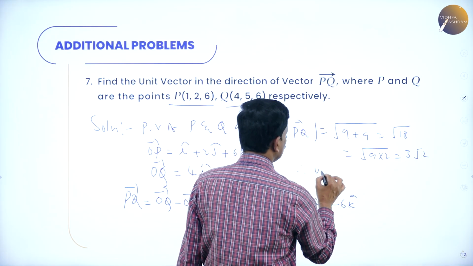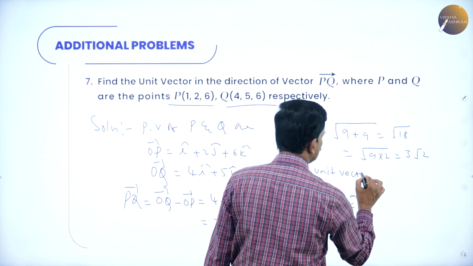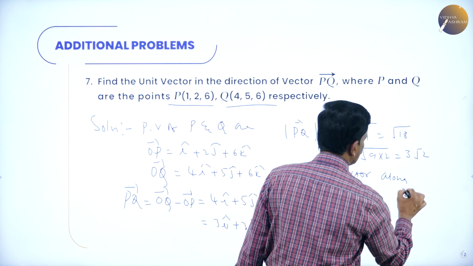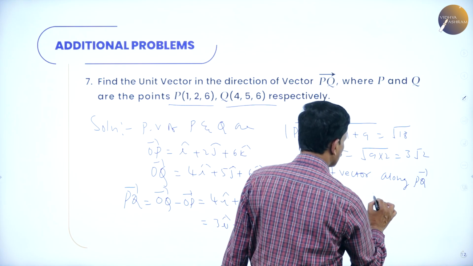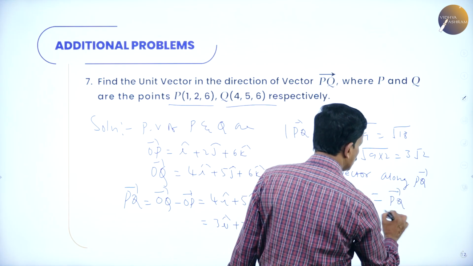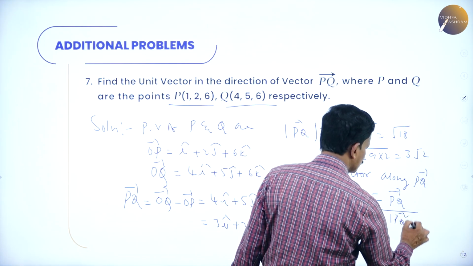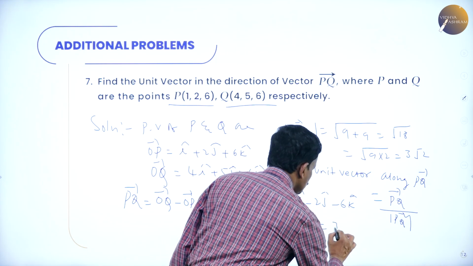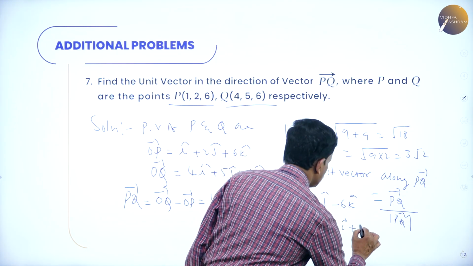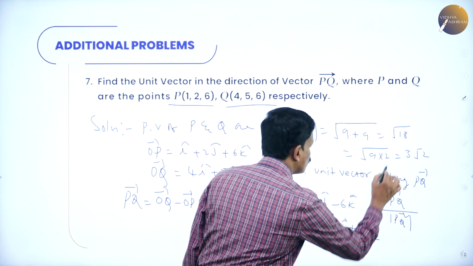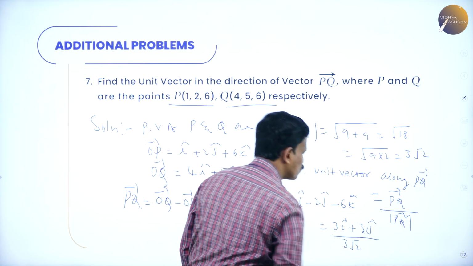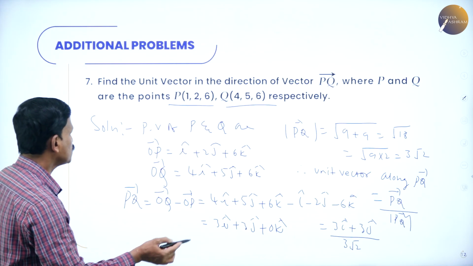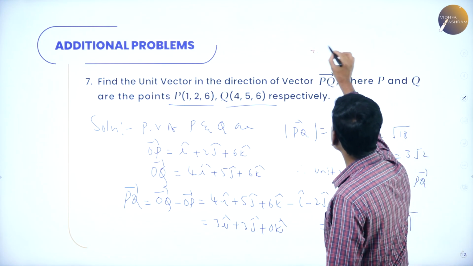So therefore the unit vector in the direction of PQ, along vector PQ, is equal to vector PQ divided by its own length. What is PQ? That is 3i plus 3j divided by its own length, which is 3 times root 2. Term by term divide it, you will get the answer.